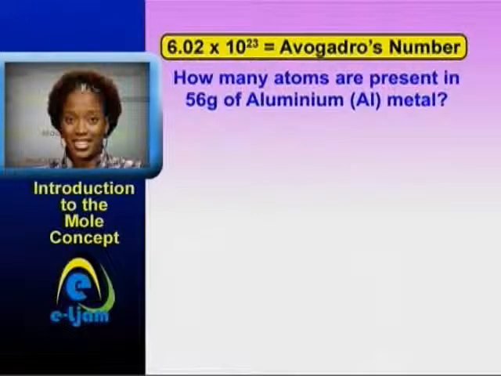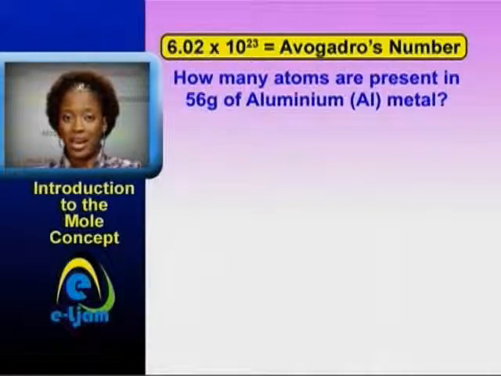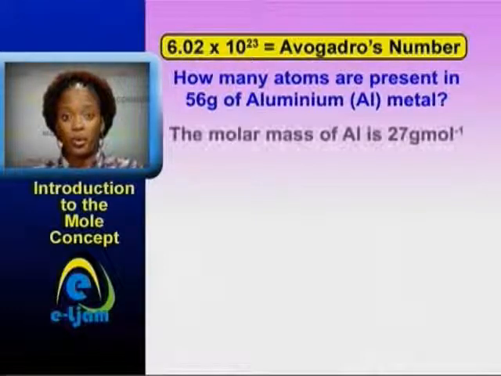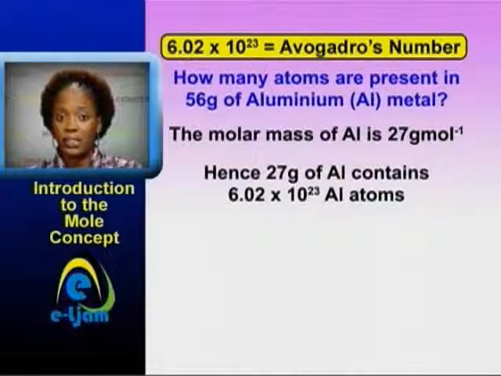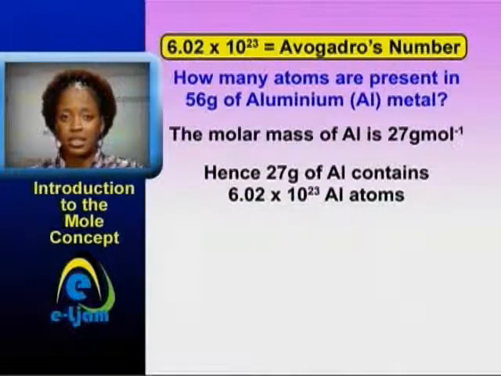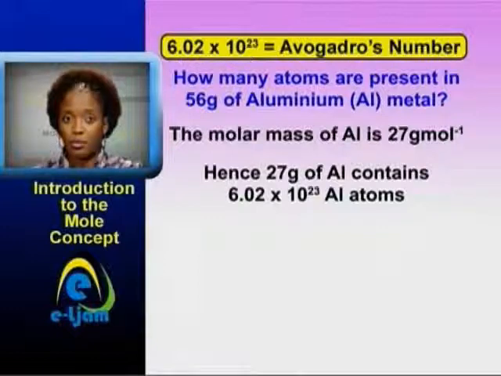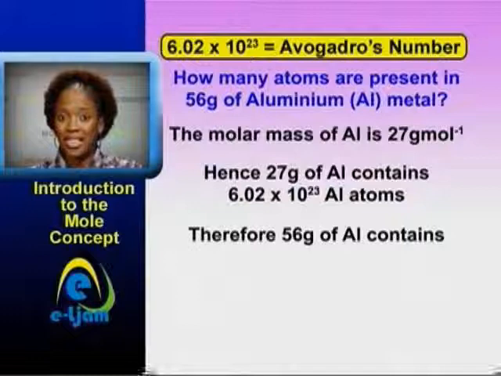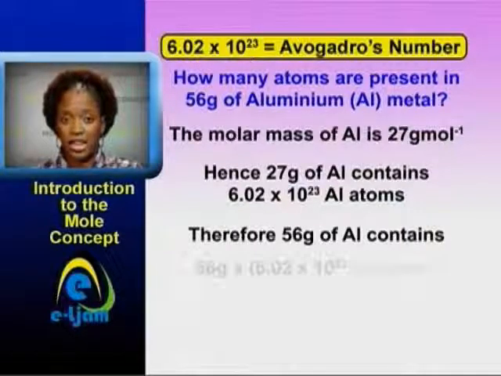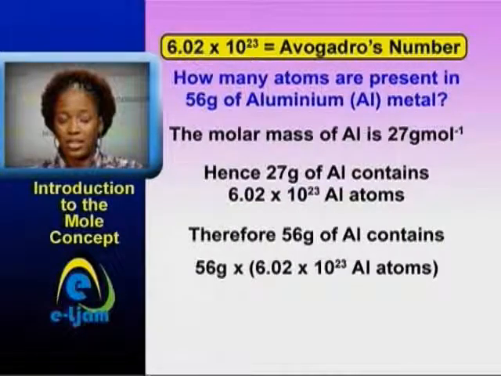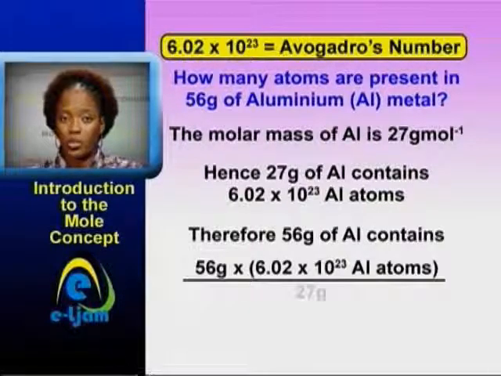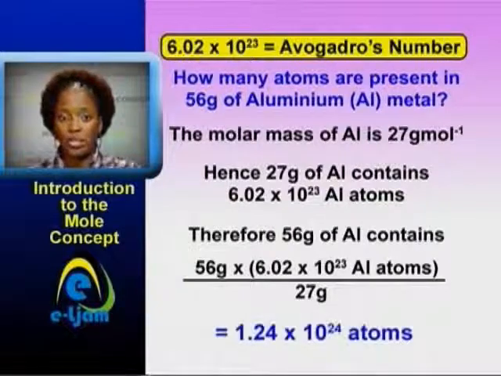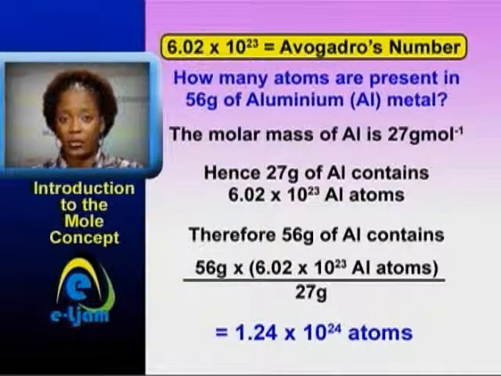For a question like this, the first thing to do is to state that which we already know. The molar mass of aluminium is 27 grams per mole. 27 grams of aluminium metal contains 6.02 times 10 to the 23 aluminium atoms. Therefore, 56 grams of aluminium metal contain 56 grams times 6.02 times 10 to the 23 atoms, divided by 27 grams, which is equal to 1.24 times 10 to the 24 atoms.